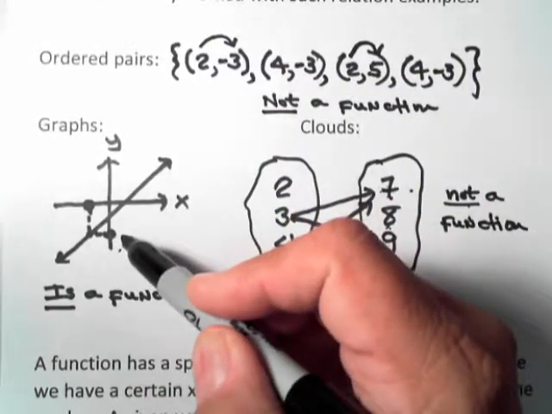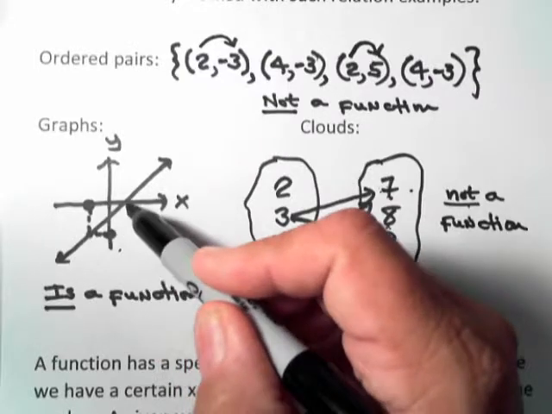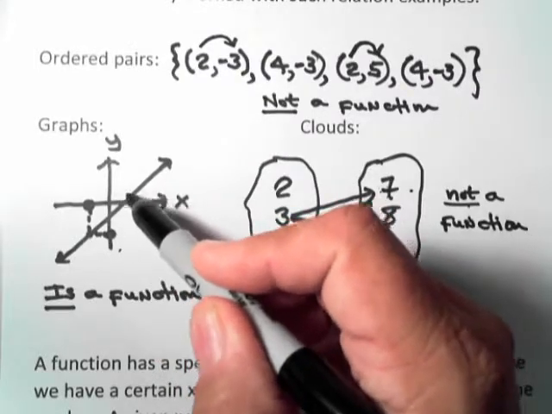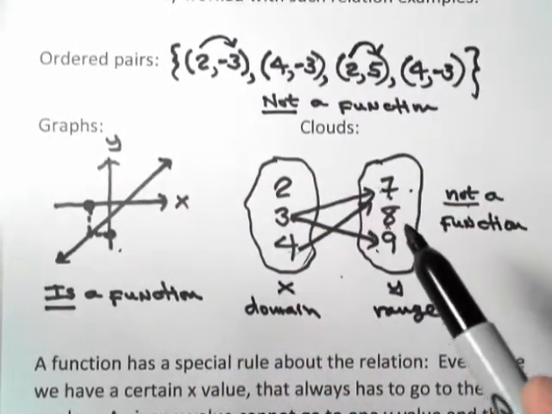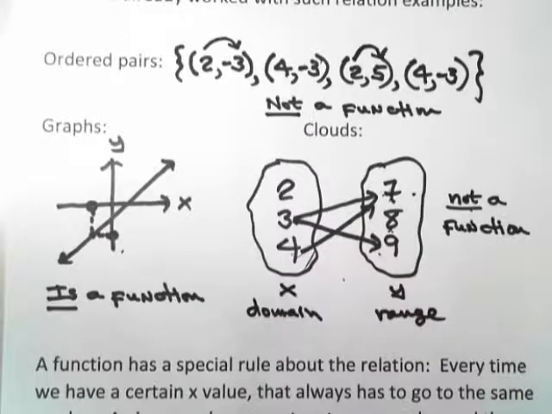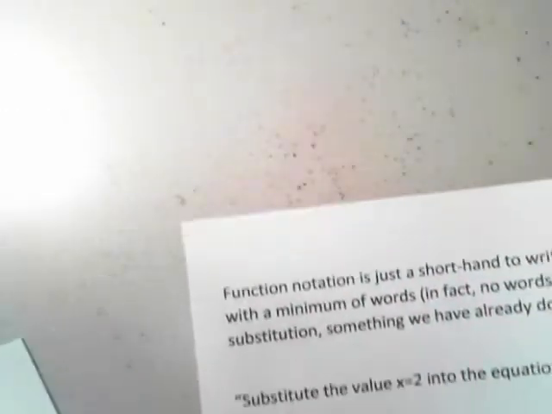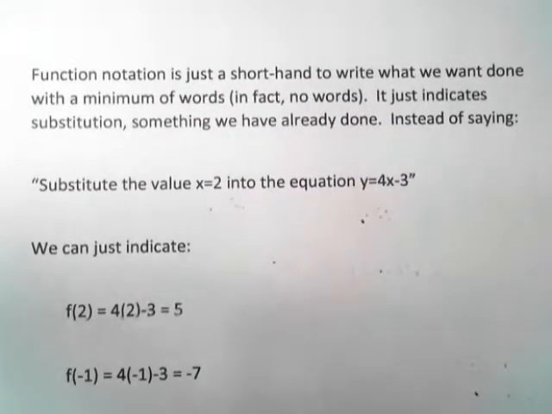But this graphed example would always be okay because every x is always going to go to the same y. Wherever we find x values here, it'll be the same y it goes to. Okay, well, that's an introduction to the idea of requirements on a function. Now, let's talk about how we actually make use of these guys.